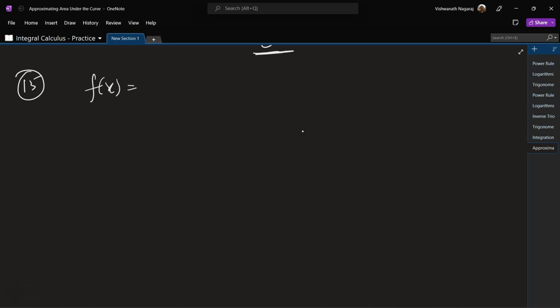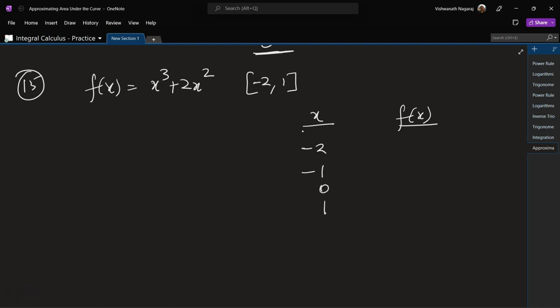F of x is equal to x cube plus 2x square in the interval minus 2 comma 1. Okay, x and f of x. Minus 2, minus 1, 0, 1. Minus 2 would be, this will be 0, this will be 1, this will be 0, this will be 3. Okay.